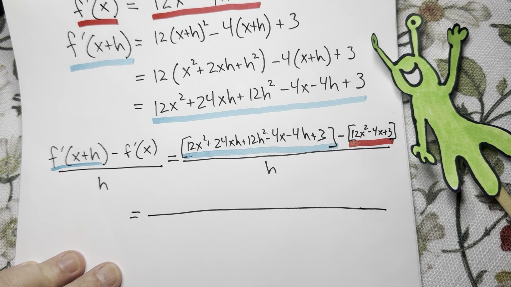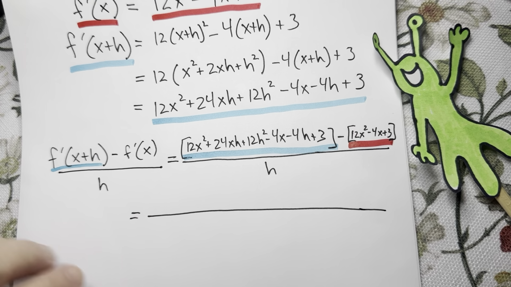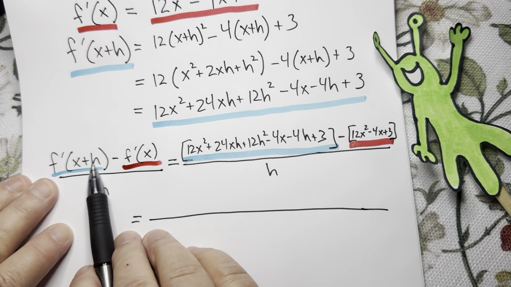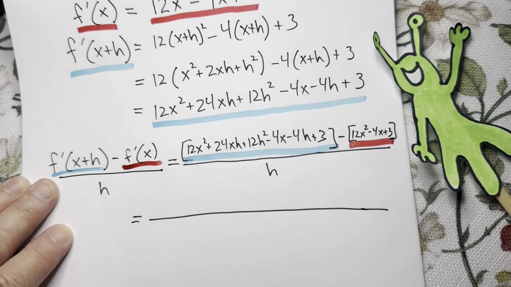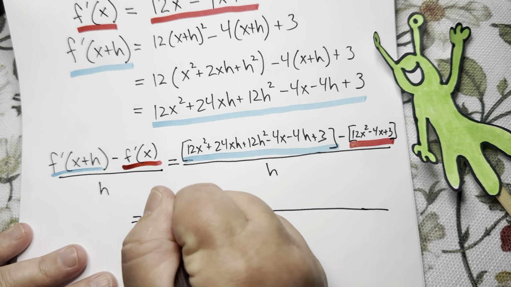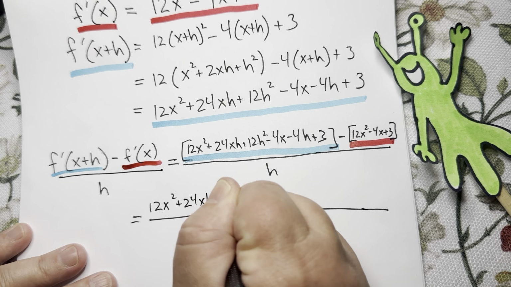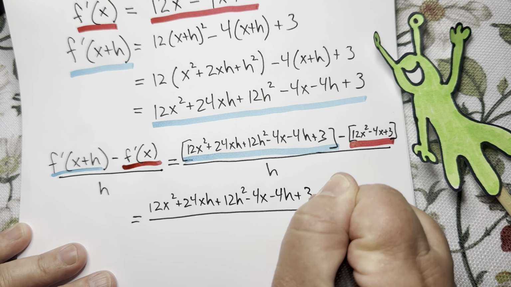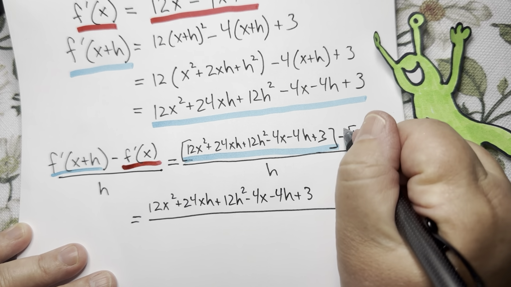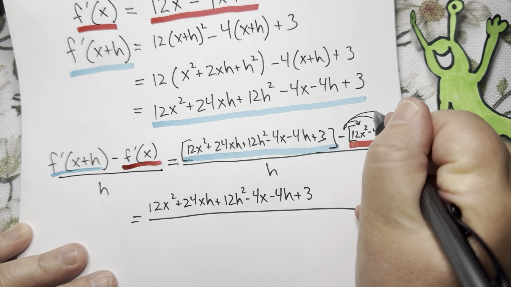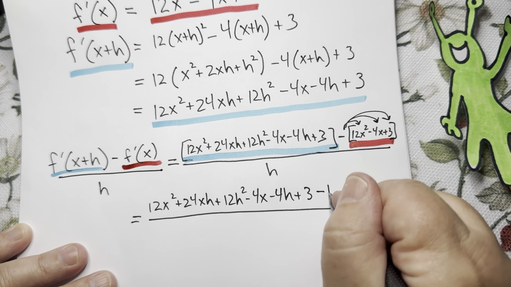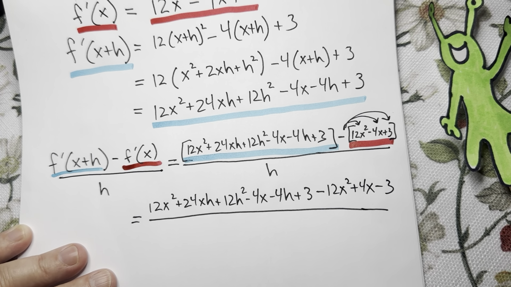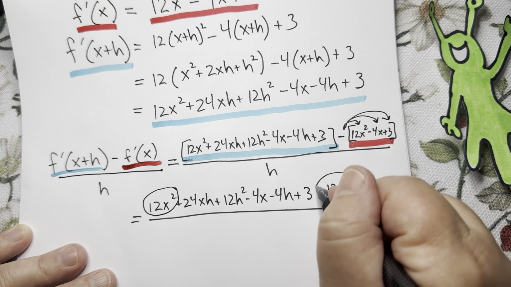I'm going to write this out. Remember that the first one, the fancy one, the blue one, is the long one. This is the red one there. The fancy one, the blue one, is what happens when you put x plus h in. So I got 12x squared plus 24xh plus 12h squared minus 4x minus 4h plus 3. Now for the second one, remember this minus goes multiplying through times everyone, so it changes all the signs. Minus 12x squared plus 4x minus 3. Changing the signs is what allows us to cancel.